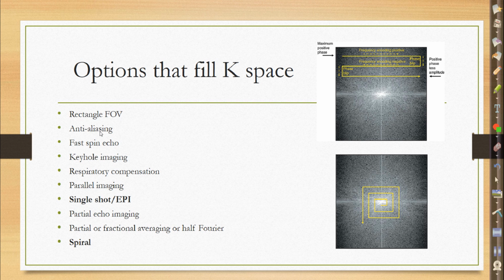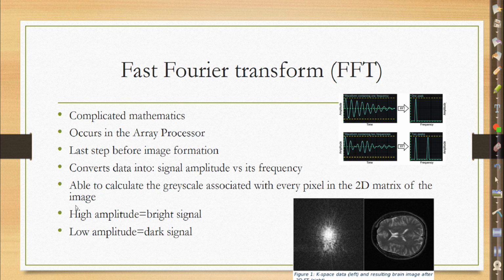Anti-aliasing, this is where we're employing phase oversampling. Fast spin echo is also called turbo spin echo. That's where we're filling multiple lines of K-space per TR period, so we have multiple echoes being filled per TR period. Keyhole imaging is more associated with MRA, where we fill the center portion of K-space, and then we'll go back and fill the periphery because we're more concerned with the vessel compared to getting detail. And then we'll talk about some other ways that we can fill K-space a little bit later on. The last step before we actually have our image is applying the fast Fourier transformation, which is a complicated mathematical algorithm. This occurs in the array processor.